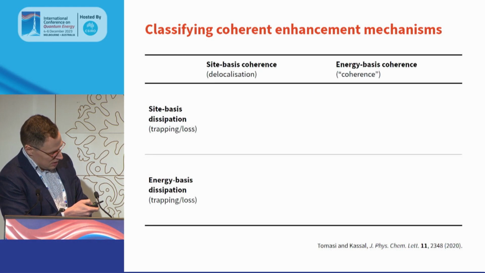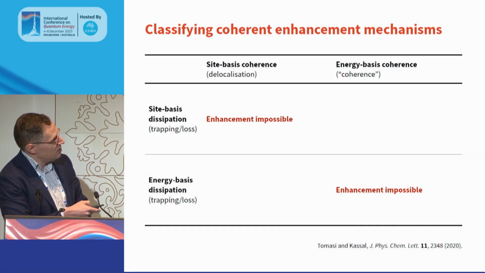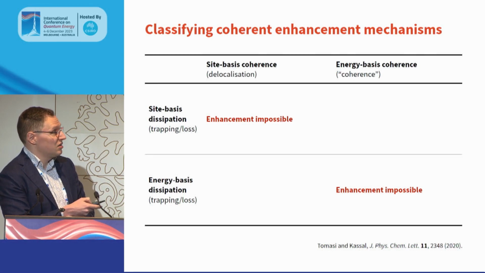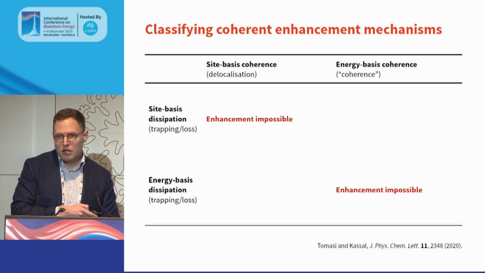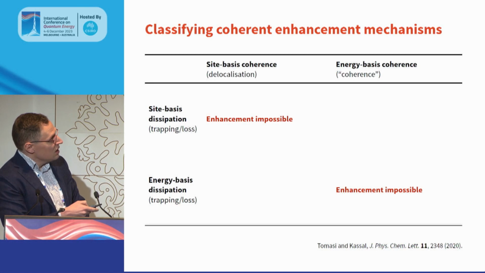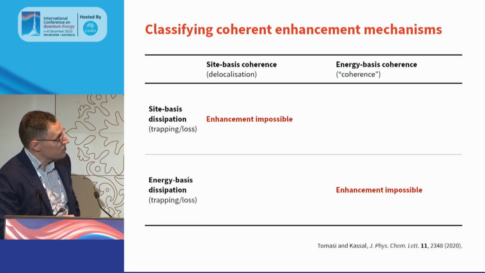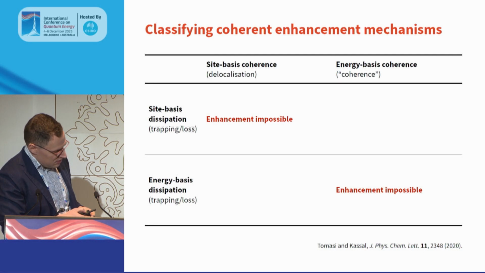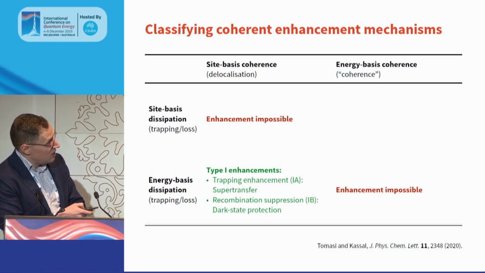And so that gives us a 2x2 grid, where over here we can talk about which basis the dissipation is in, whether it's in the site basis or the energy basis, and which basis the coherence is in. Is it in the site basis or in the energy basis? And it turns out that you cannot have any coherent or quantum enhancement if everything is in the same basis, because then it's just diagonal density matrices. But if the off-diagonal cases you can have, and supertransfer fits down here. We're calling it a type 1 enhancement.